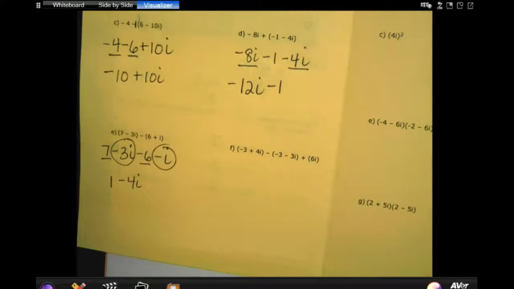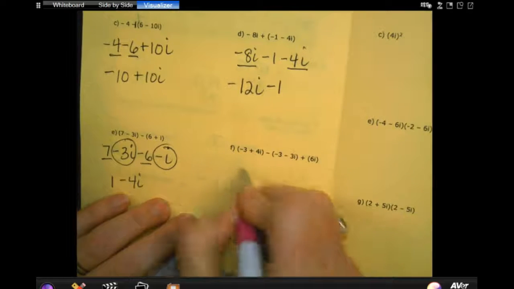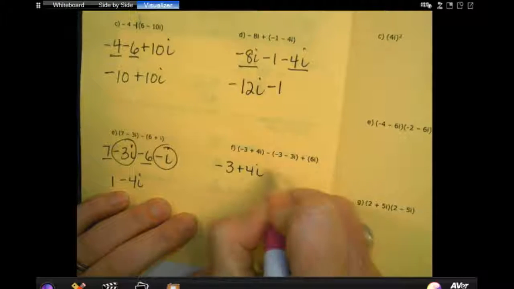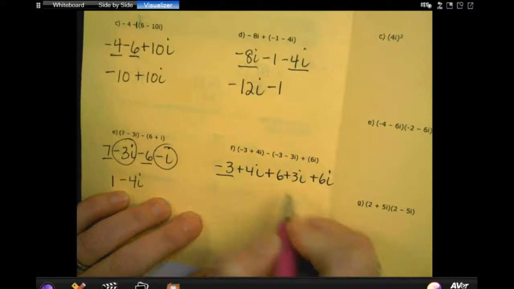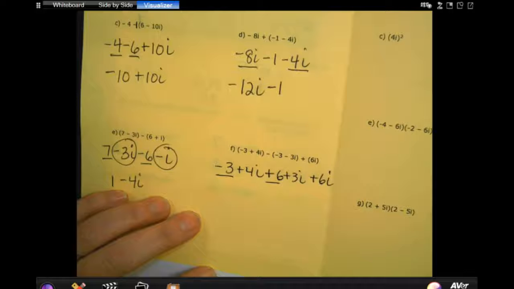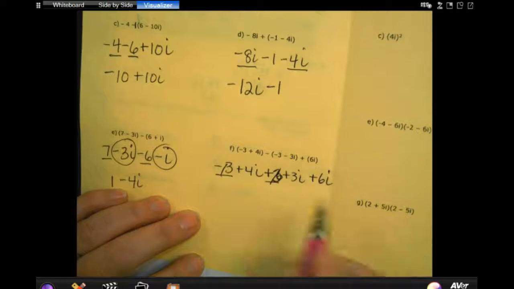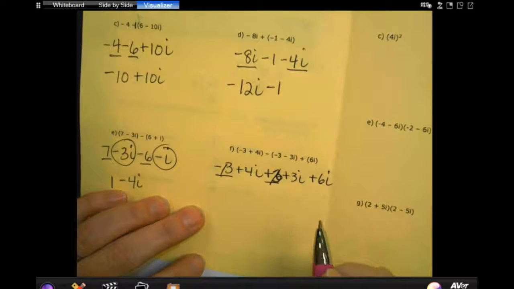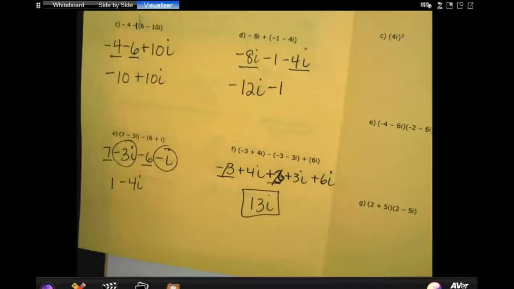Everybody try the next one. You can do this. I know you can. So you have minus 3 plus 6. Wait. Oh, this is 3. Sorry. And those cancel out. And then I have 4i plus 3i is 7i plus 6i gives you 13i. All right?